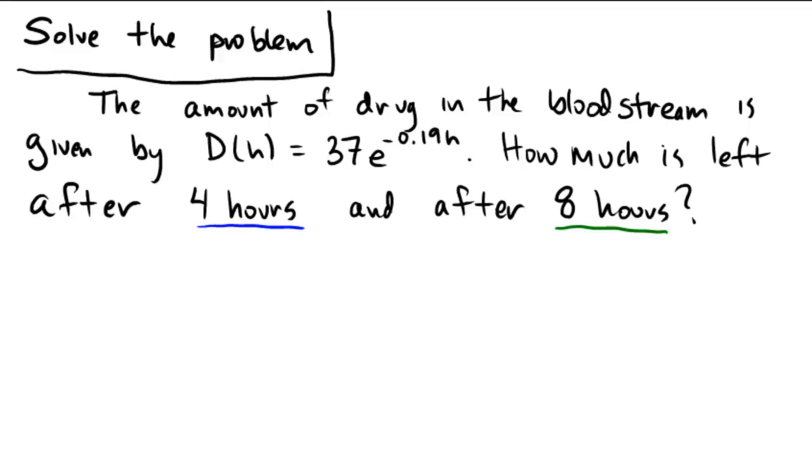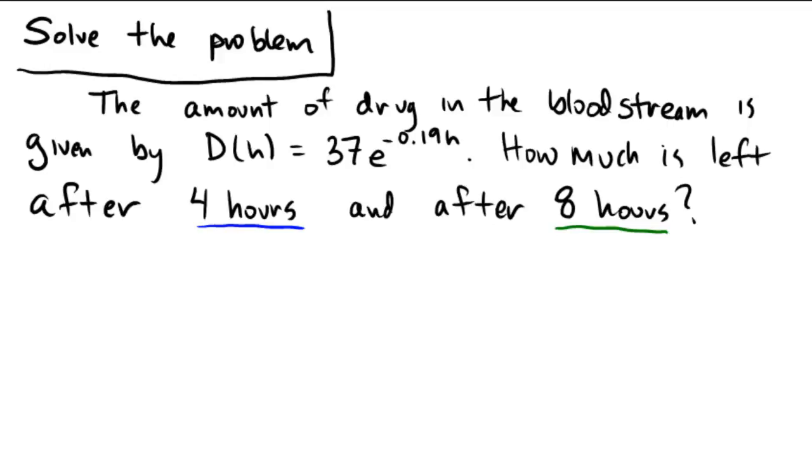So let's assume that the amount of drug in a bloodstream is given by d of h equals 37e to the negative 0.19 h. So d must be the amount of drug and h must be the number of hours. How much is left after 4 hours and how much is left after 8 hours? Okay, so this problem is essentially asking us to use the model to predict how much drug would be left inside of the body after a certain number of hours.